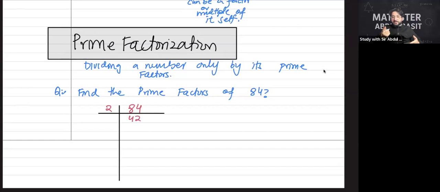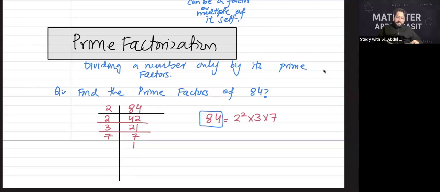42 is again an even number, so let's use 2 again. So 21. I know that 21 can be divided by table 3 because 2 plus 1 is 3. So 3 sevens are 21 and 7 ones are 7. So 84 is 2 squared times 3 times 7. The left side is an integer, and the right side is the prime factorization of 84.